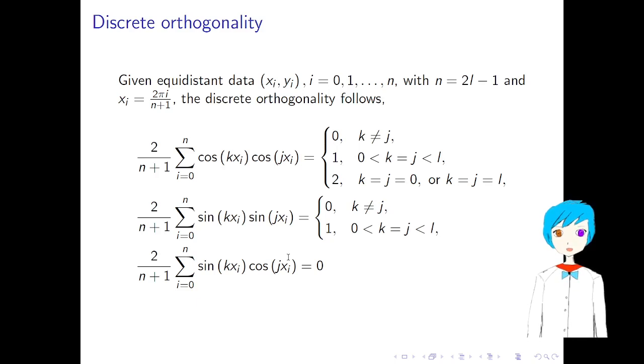Similarly, for the summation of sine k xi times sine j xi, we have this equality: 2 over n plus 1 times the summation over i of the product sine k xi and sine j xi is 0 if k does not equal j, and is 1 if k equals j. If we are summing over sine k xi times cosine j xi, then the summation is always 0, no matter whether k equals j or not.